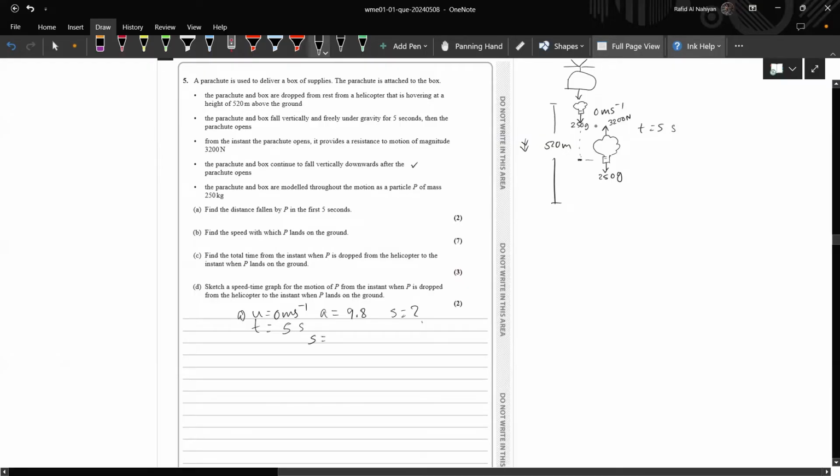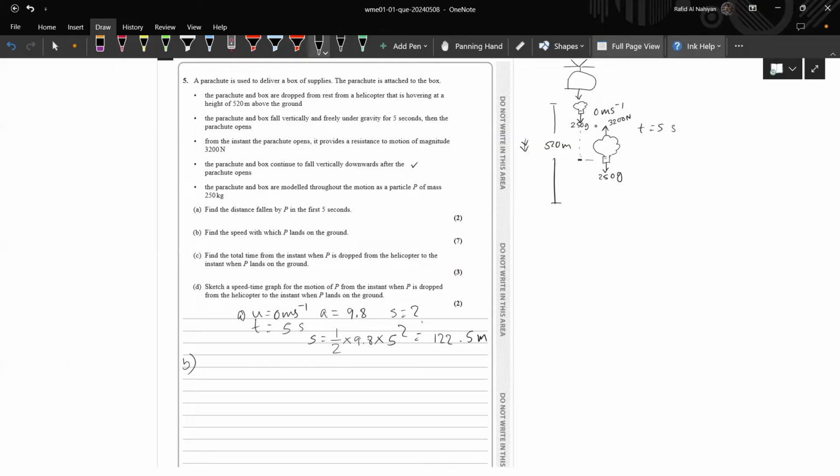The distance is ut, I could use the formula ut plus half at squared, where u is 0, so I don't have to write down ut. So I'm just going to write down half times 9.8 times t squared, 5 squared. Okay, so this comes out to be 122.5. And yes, I do remember getting this answer. Okay, let's move on to part B. It says find the speed with which P lands on the ground.